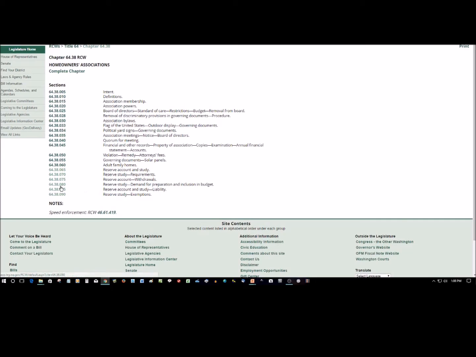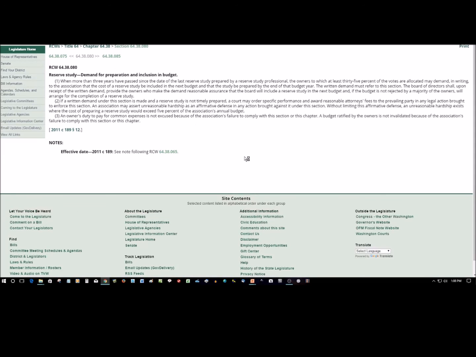Next one down, demand for preparation and inclusion in the budget. I'll just put this up. You can read through that as well. Essentially, that community members can demand a reserve study be completed by an independent professional if they get together and put it in writing and vote on it. And I believe it says 35% of the voters. If at least that many, they can demand that, even if the board doesn't want to go through with it.